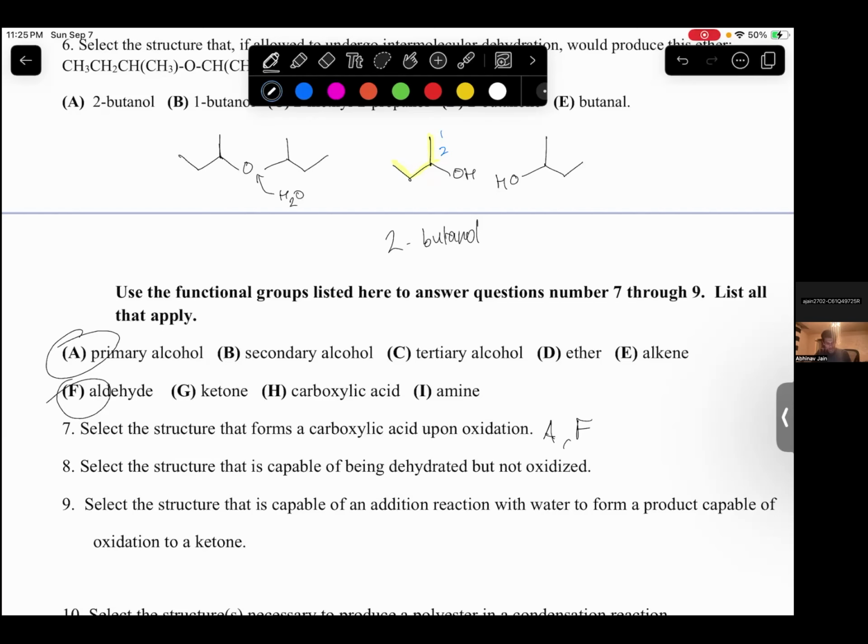Then eight, select the structure that is capable of being dehydrated but not oxidized. A compound that would be dehydrated would be an alcohol, but can't be oxidized, so that'd be a tertiary alcohol, because a tertiary alcohol like this can be dehydrated to form the corresponding ether, which looks like this. Tertiary alcohols cannot be oxidized. So eight is going to be C.